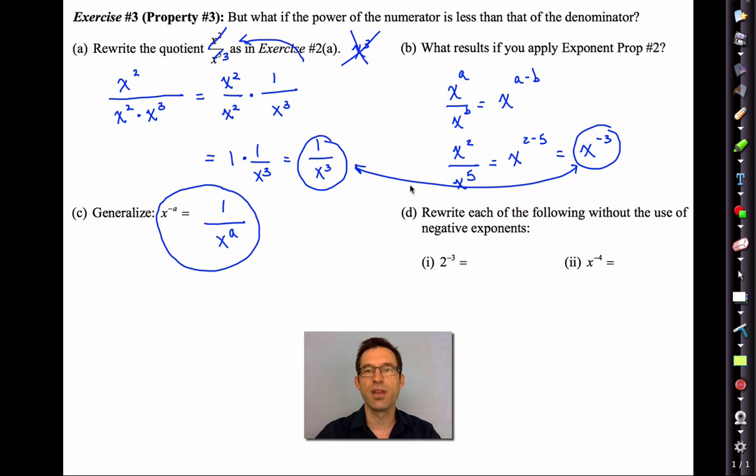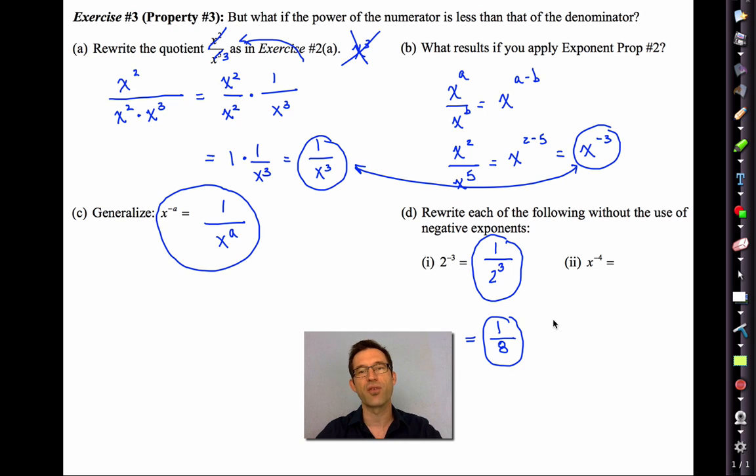So, real simple, letter D, rewrite each of the following without the use of negative exponents. Well, 2 to the minus 3 would be 1 divided by 2 to the 3rd. Technically speaking, that's a fine way to leave it. If for some reason we needed a final numerical answer, 2 times 2 times 2 is 8, so 2 to the negative 3 is 1/8. You saw a lot of this in our work in the exponential unit, the method of common bases, and logarithms. x to the minus 4 is simple: 1 over x to the 4th.